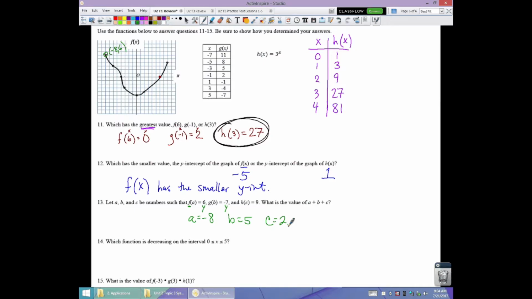And then I need to add a plus b plus c. So -8 plus 5 plus 2. -8 plus 5 is -3, plus 2 is -1.